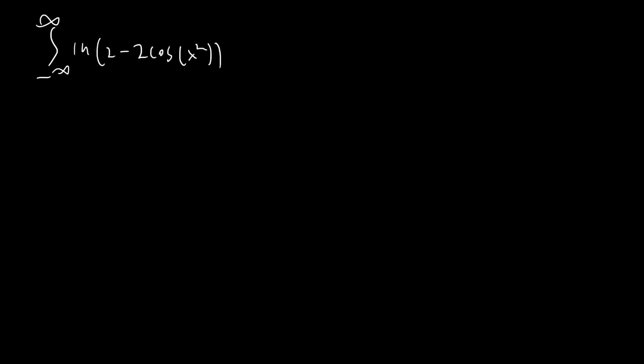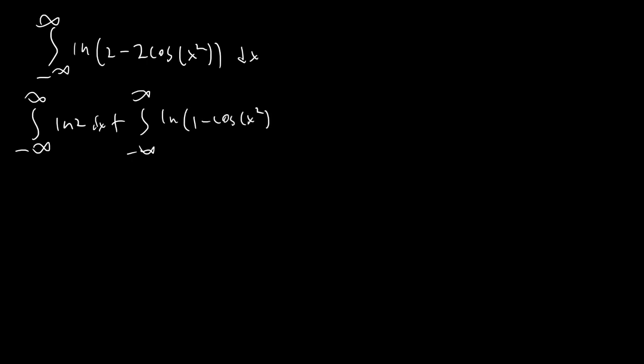Now the first thing that came to mind when I saw this was just to separate the natural log, and then we'd have the integral from negative infinity to infinity of ln 2 plus the integral from negative infinity to infinity of ln of 1 minus cosine of x squared. But clearly this doesn't work because this just diverges. So clearly there must be something balancing out in this other integral. So that's not what we want to do. We don't want to separate it that way.